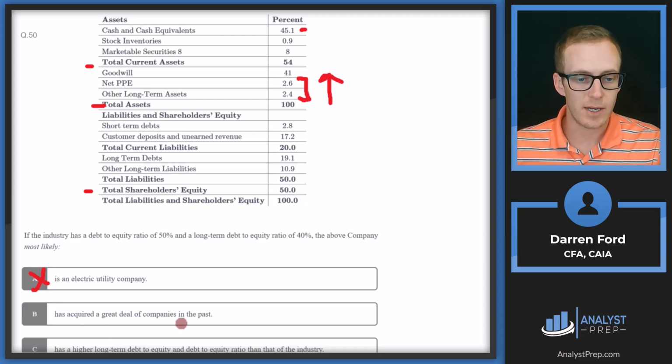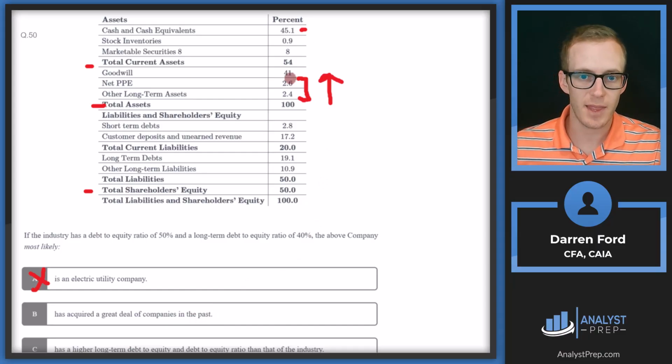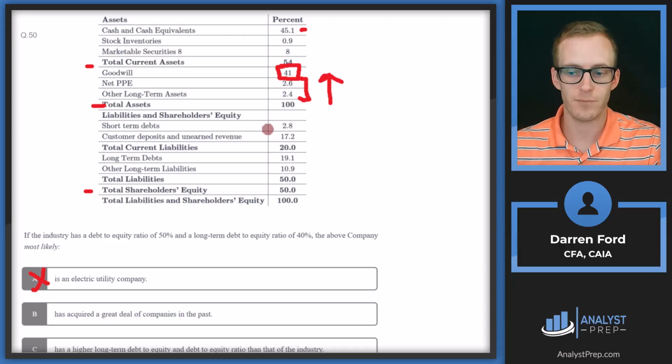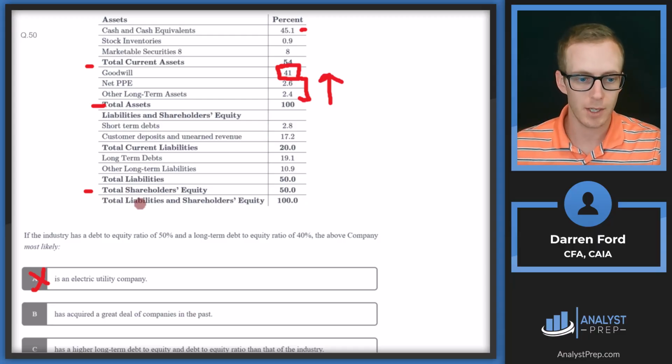B has acquired a great deal of companies in the past. So to look at that, we're going to look at goodwill. And so it looks like B could be our answer. 41% of their assets are goodwill, which is essentially the intangible that you're paying above fair market value. And so that's held on the balance sheet as goodwill. So it looks like B is our answer.